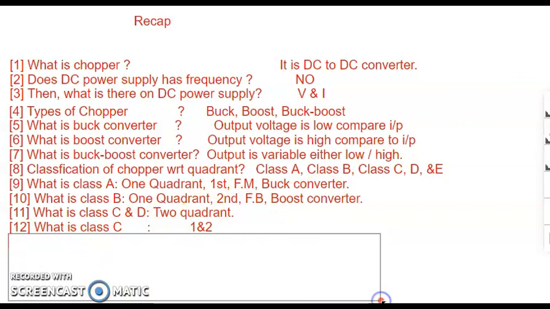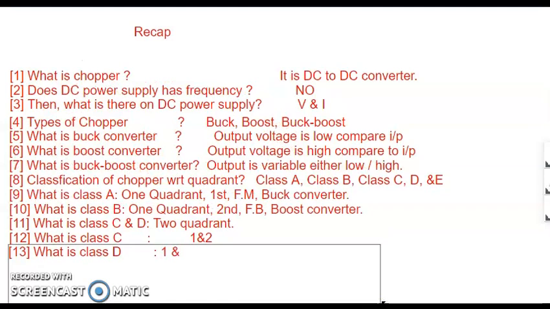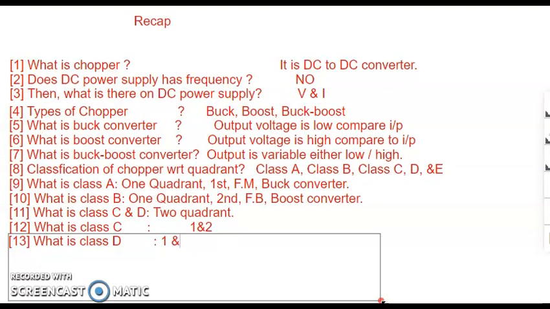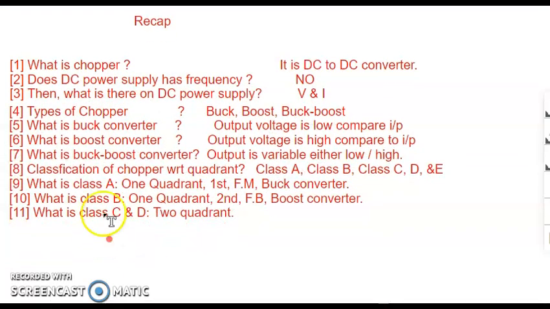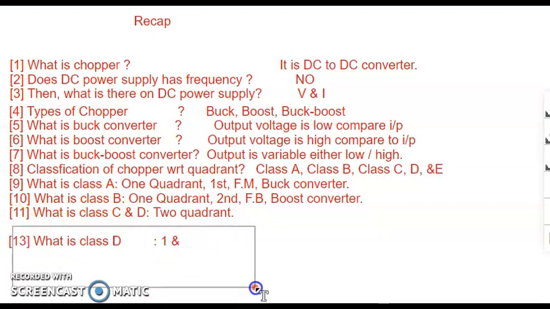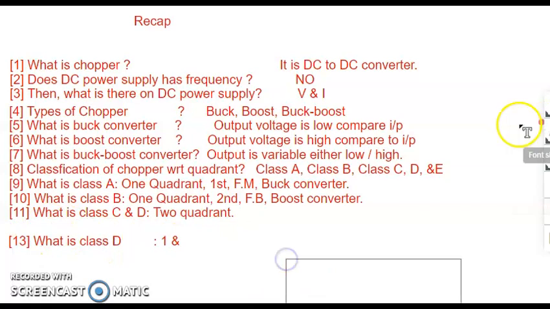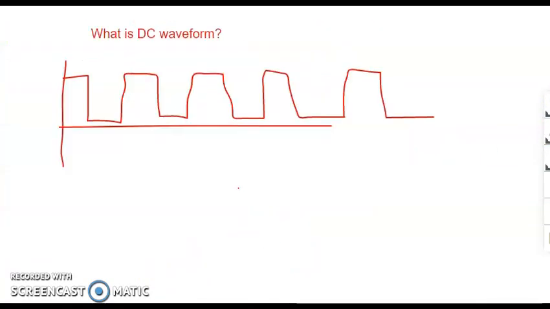And then the next one, 13th question. What is class D? Class D is 1 and 4. What happened? Okay, the question is somewhat missed. Fine, I will go ahead on the next page.